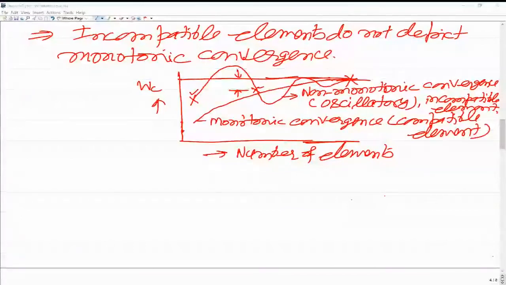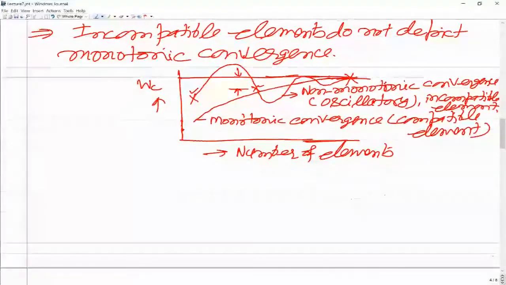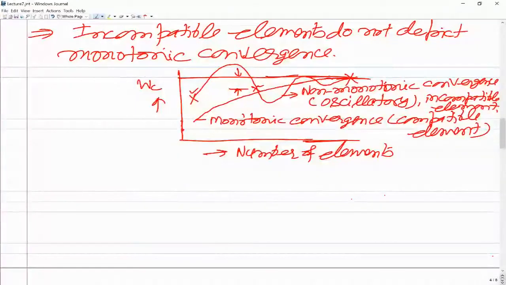Sir, does it mean that for a large number of elements, this non-monotonic convergence will mean that the solution will oscillate about the exact solution? Yeah, if you have a very large number of elements, then that oscillation amplitude would be very small. So you can say that you will get converged values, but usually the number of incompatible elements required would in general be much more than the number of compatible elements to get the accurate solution.